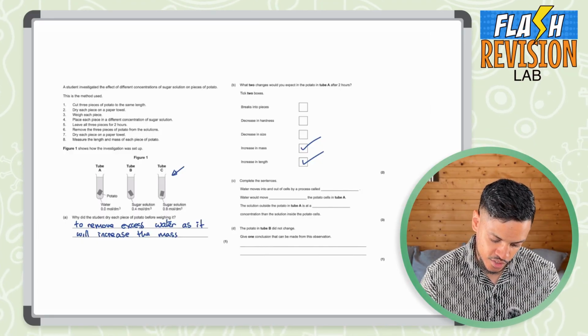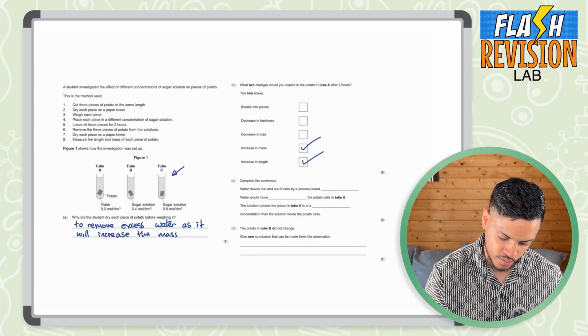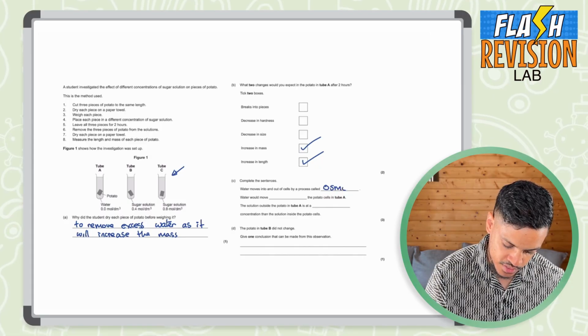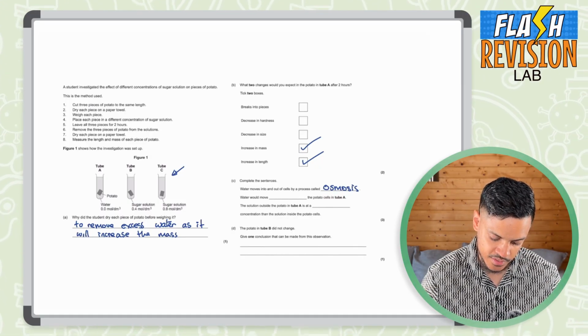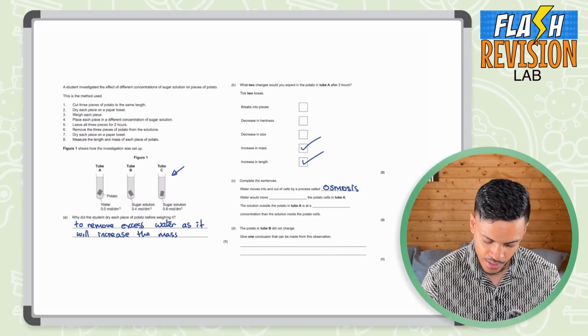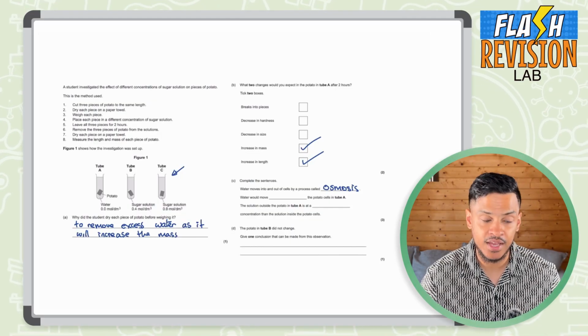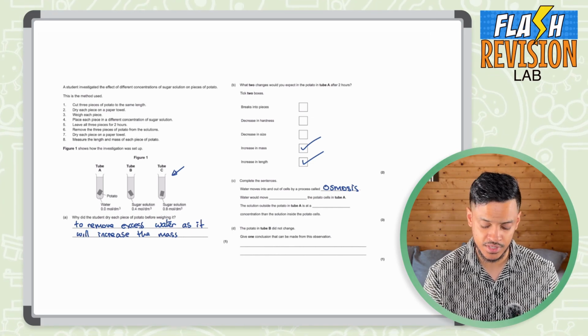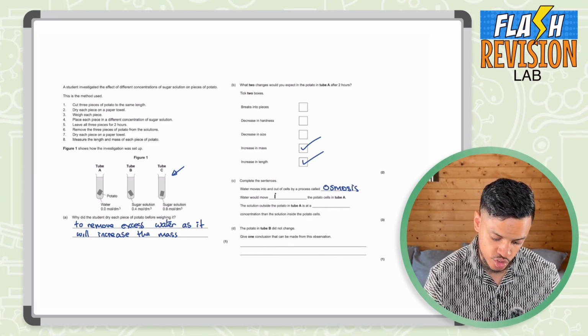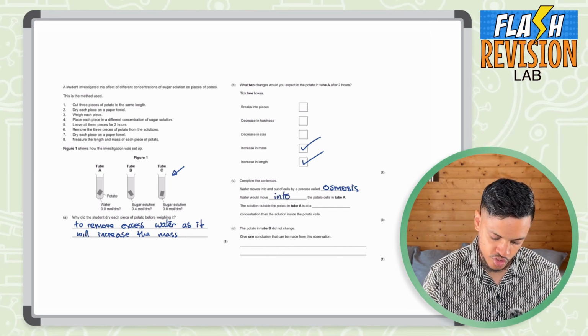Water moves into and out of cells by a process called, like I said earlier, osmosis. Water would move something, the potato cells in tube A. So into or out of is the question. Like I said, high water concentration outside, low water concentration inside. So it would move into the potato in tube A.